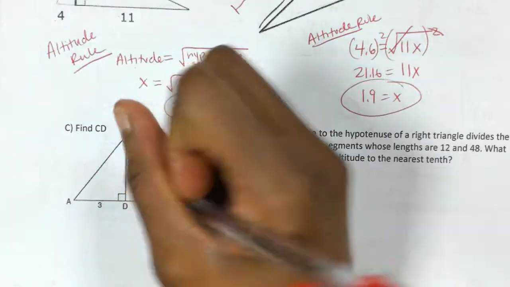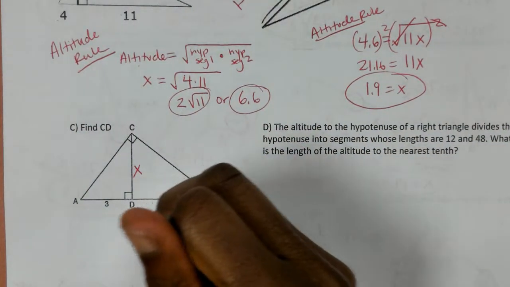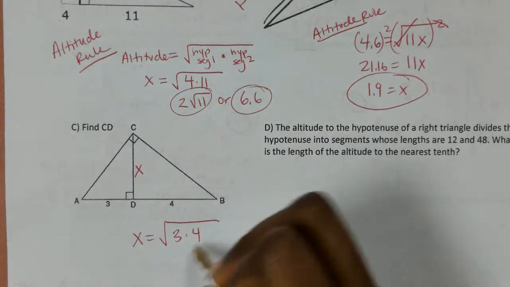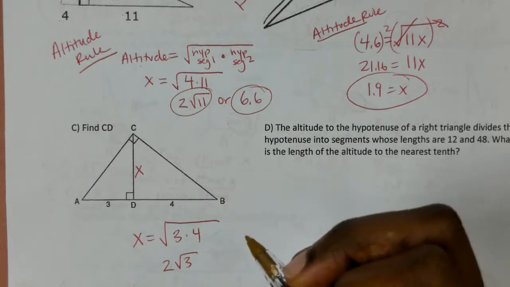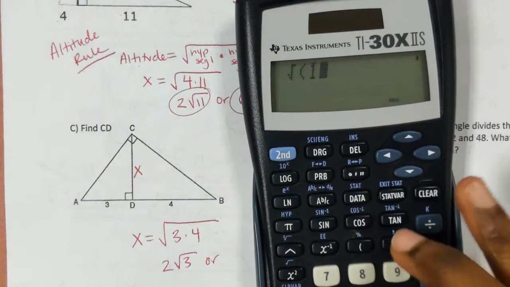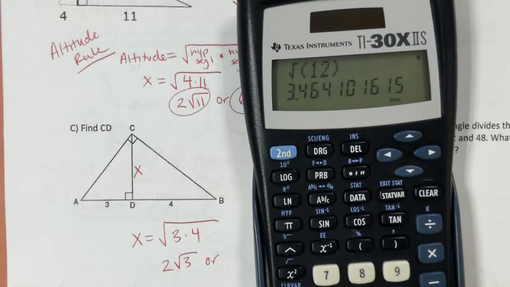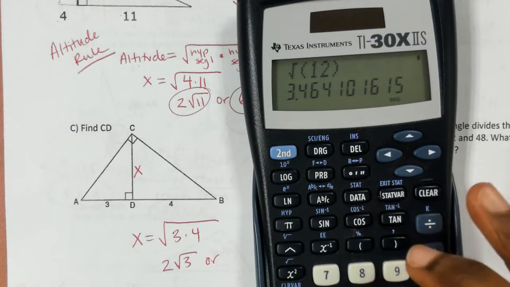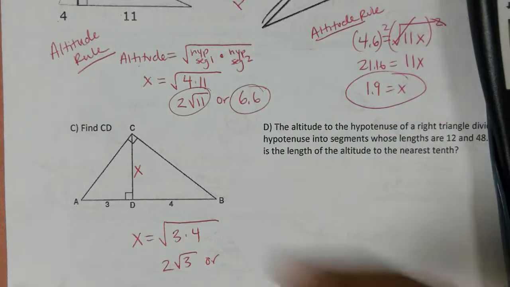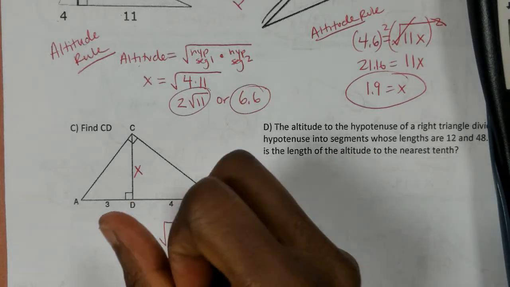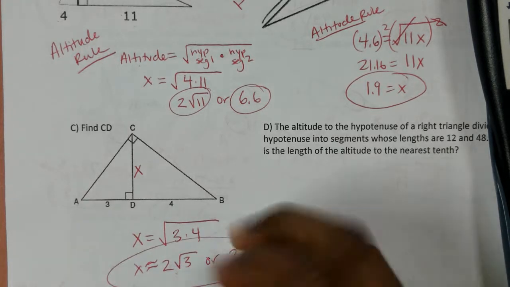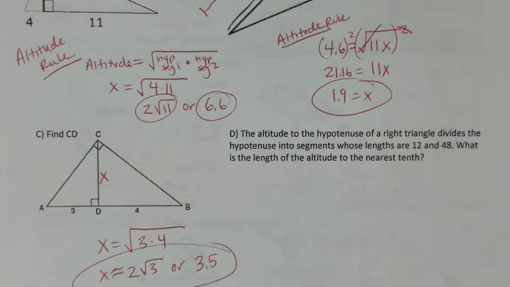Find CD. It's an altitude, so we can use the altitude rule. Altitude equals the hypotenuse segments multiplied together. 4 is a perfect square, so I can get 2 radical 3. Or, if I type in the square root of 12 in my calculator, it gives me 3.46. Or, if I type in 2 times the square root of 3 in my calculator, it gives me 3.46, which is about 3.5. This is actually exact, this is approximate, but either of those answers might be what you see on the test.